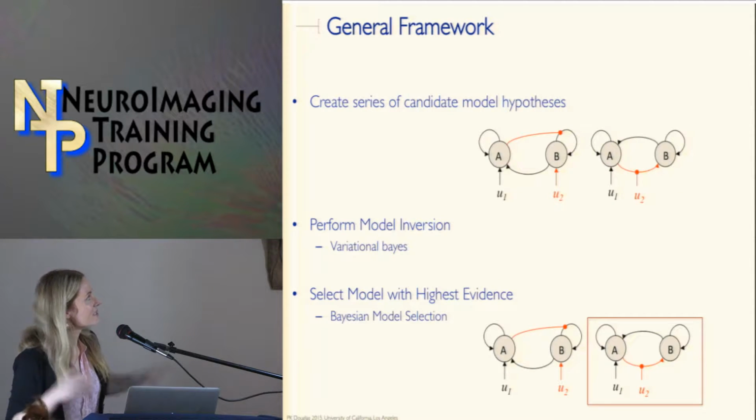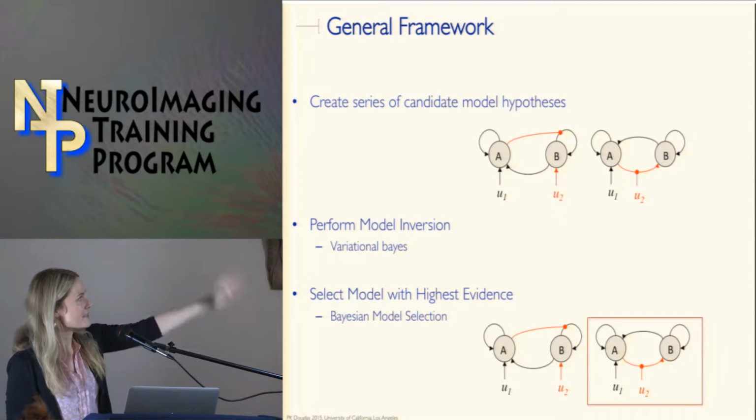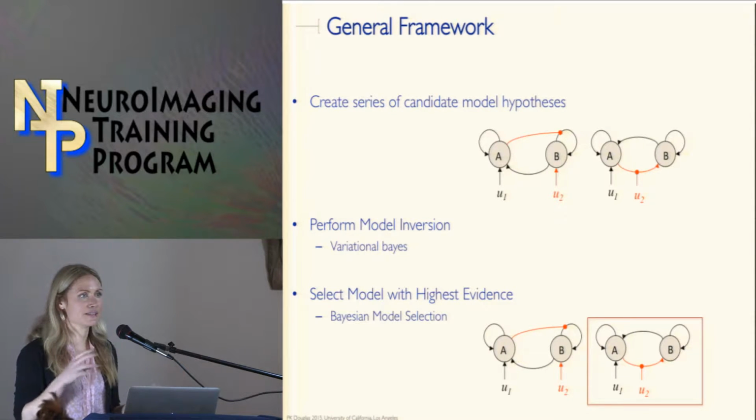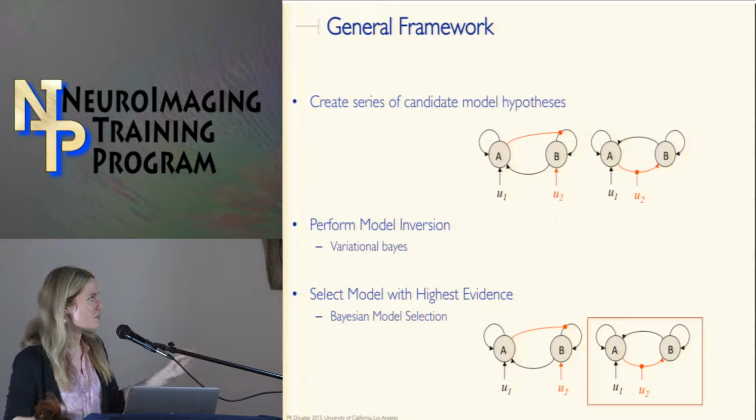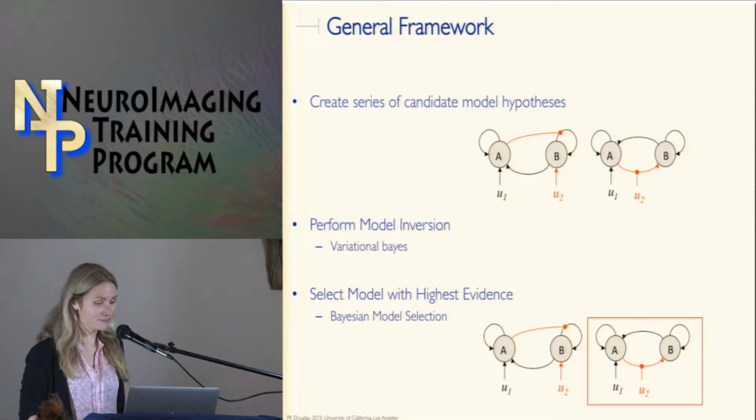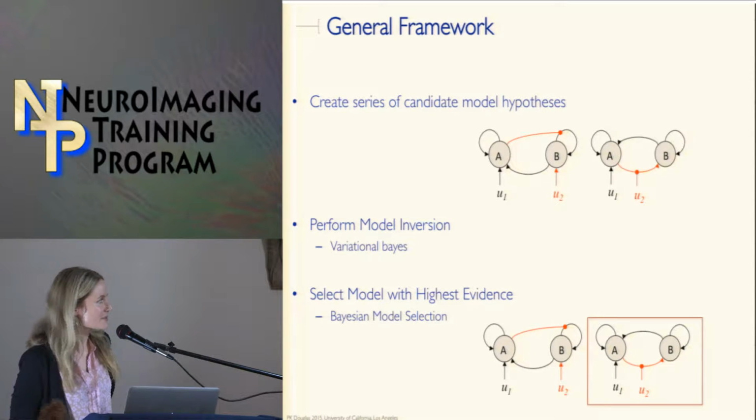So once again, the general framework is we create a series of candidate hypotheses between regions and how these areas causally affect each other. We perform model inversion using variational Bayes, and then we select the model with the highest evidence using Bayesian model selection.